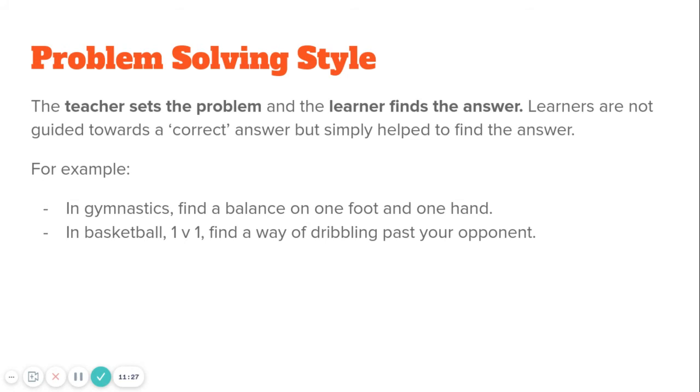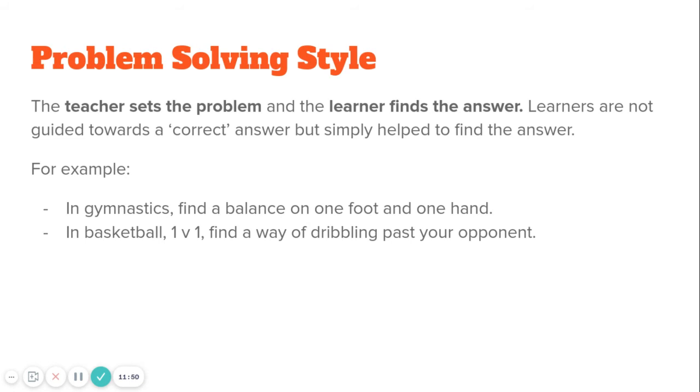I often use this in gymnastics a lot, so I'll give the class a routine to complete. In your routine, you might have to have one paired balance, one group balance, two different styles of rolls, and entrance and exits to each of those different transitions. The group then go away and try to solve that problem. How can they do that?